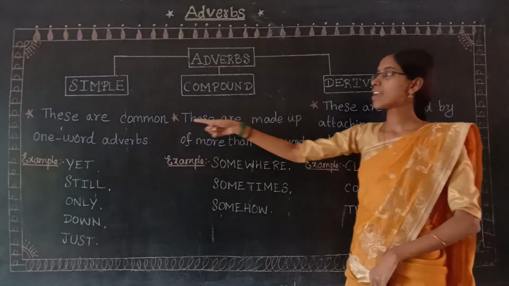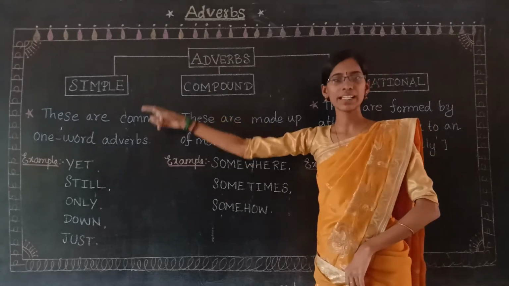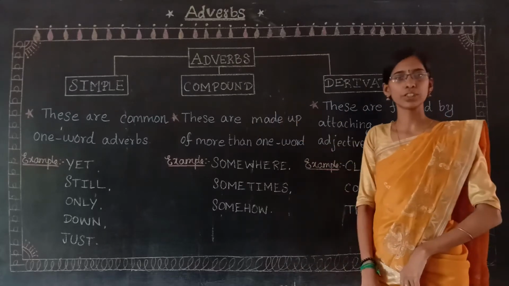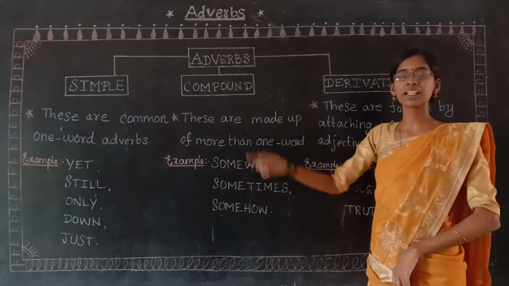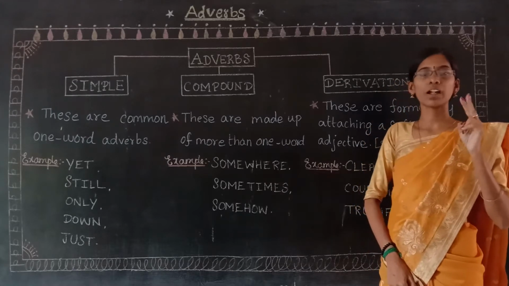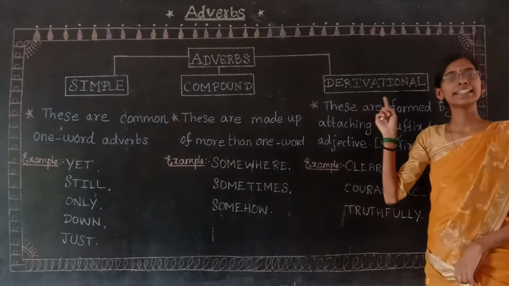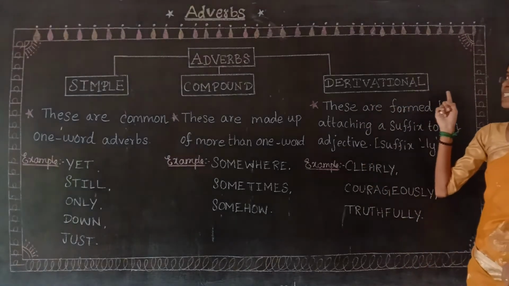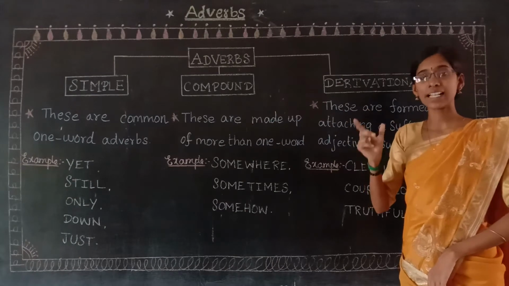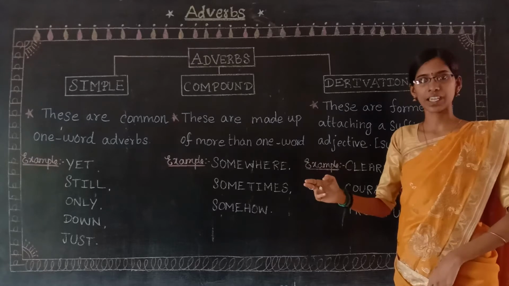The first one is simple adverb. As it is saying, it is very simple in a sentence. Next, compound adverb. Compound is nothing but it connects 2 words. It is connecting 2 words. And the third one is derivational. So these are the 3 classifications of adverbs. Listen again, there is a difference between types and classification.